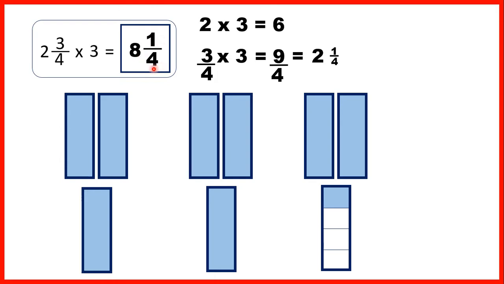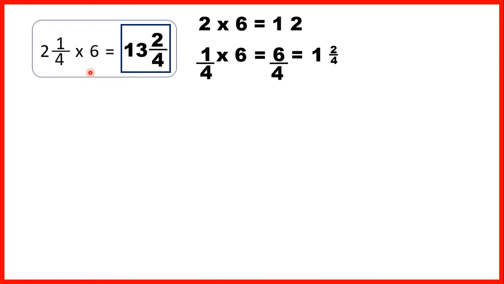Now let's try the other question we looked at. That was 2 1/4 times 6. So we did 2 times 6 to get 12, and we did 1/4 times 6 to get 1 2/4, and then we added up our answers to get 13 2/4. But let's think about what this multiplication is really telling us.